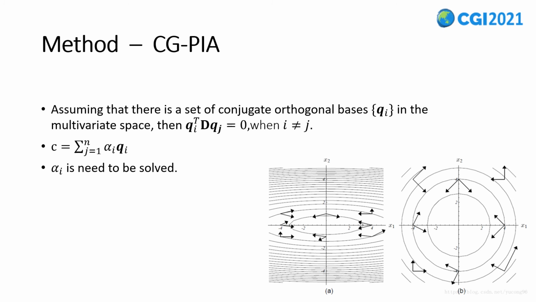Assuming that there is a set of conjugate orthogonal bases q_i in the multivariate space, then q_i D q_j equals 0 when i is not equal to j. As shown in the image, if q_i and q_j are conjugate orthogonal in Fig A, they will be orthogonal in the resized Fig B. Thus, let c equal the sum of alpha_i q_i, where alpha_i needs to be solved. It's equivalent to changing the basis, from solving c_i to solving alpha_i.